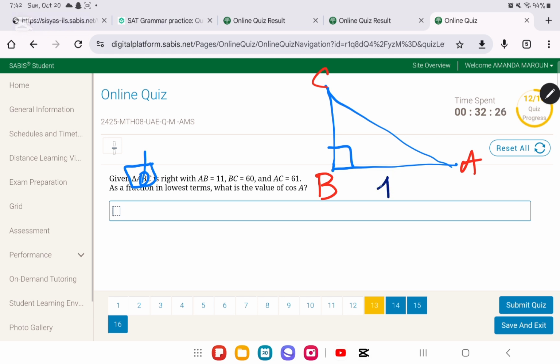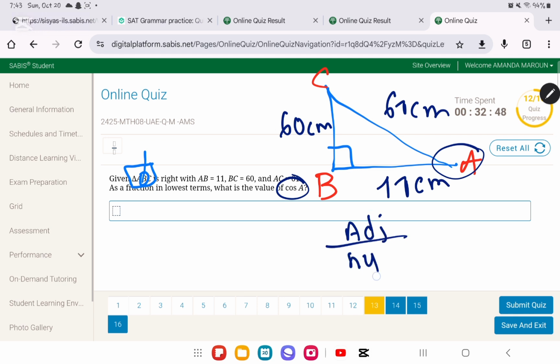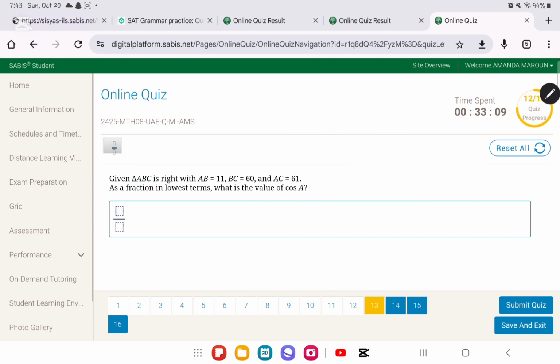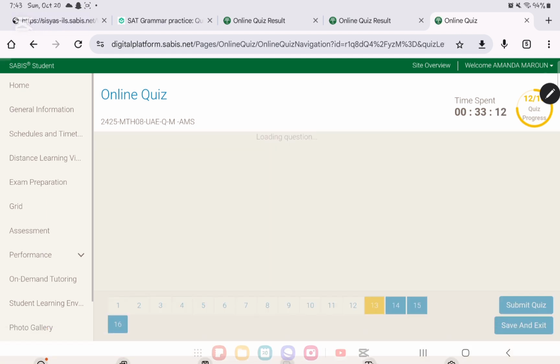They told us AB is 11 centimeters, then BC is 60 centimeters, and AC is 61 centimeters. They are asking us for the value of the cosine of A. So we're going to take A, and we know that cosine is adjacent over hypotenuse, according to SOHCAHTOA. What is the adjacent of A? It is 11 centimeters over the hypotenuse, which is 61. So very simply, the value of the cosine of A is 11 over 61.